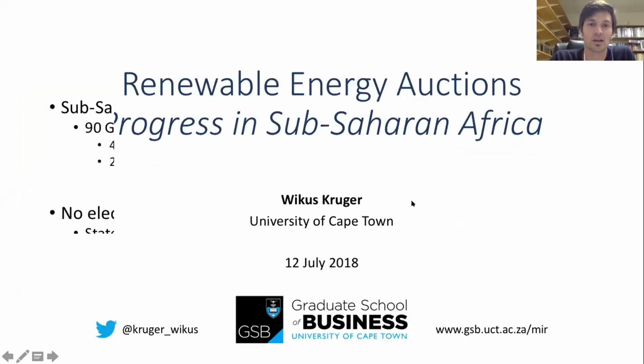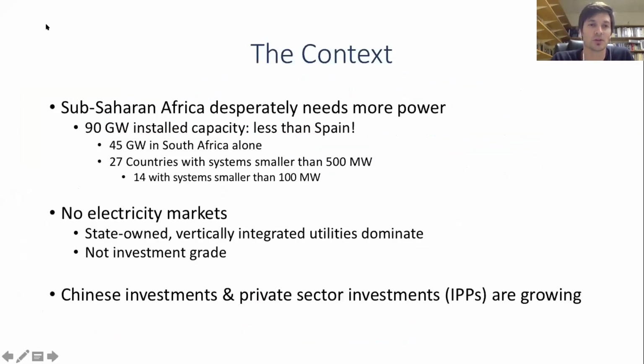Let me quickly go to the first slide, which gives you a bit more information on why this context is so different. The fact is that sub-Saharan Africa is desperately in need of additional power. If you combine the installed capacity in all 47 countries, it has less installed capacity than one European country, that's Spain, and half of that capacity is concentrated in one country alone, which is South Africa. So you end up with, for example, 14 countries with systems smaller than 100 megawatts, which is what, for example, a mine uses in South Africa. So it's really a desperate situation with many people not having power, and those that do have power needing much more and more reliable supply. And so that's the first part of the context.